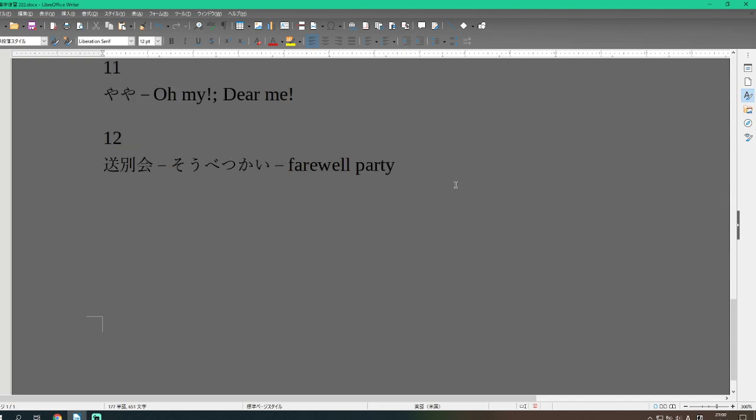And number 12 is sobetsukai. Sobetsukai is a farewell party. So on the left side is to send off. Betsu in the center is to separate from. Party. So a sending out and separating from party is a farewell party, literally. Sobetsukai is literally a farewell and goodbye. Separating from you, party. Sending apart. Party. Literally a send-apart party.